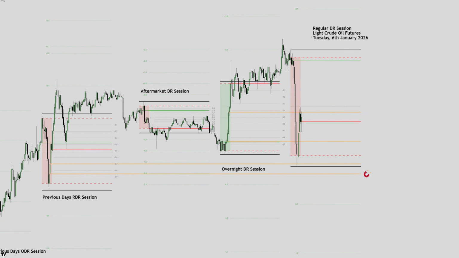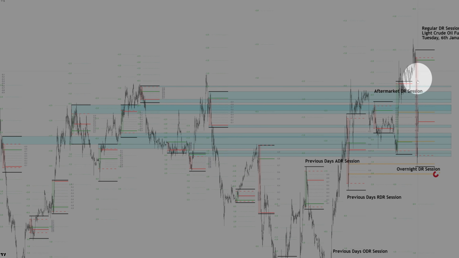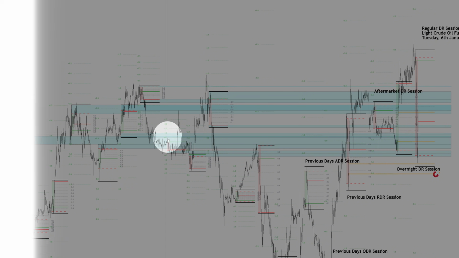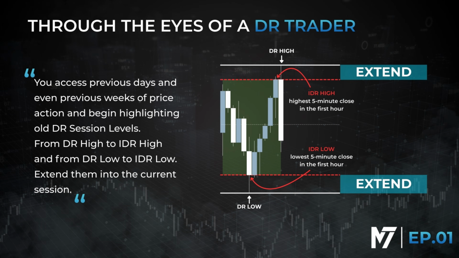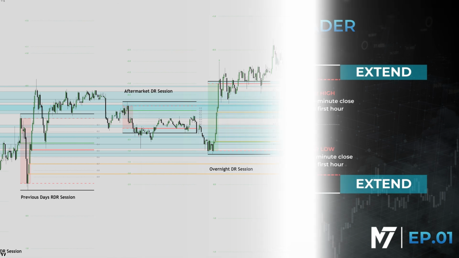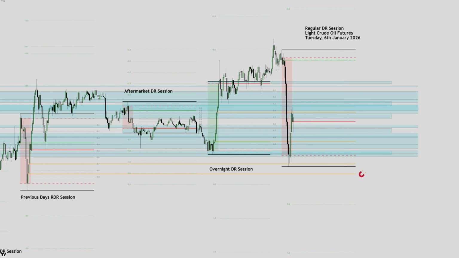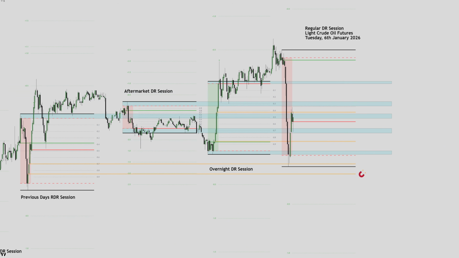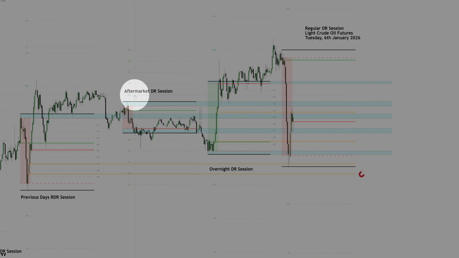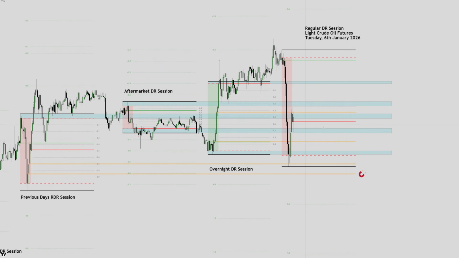Before any confirmation happens, what is one of the most important things you can do as a DR trader? You go to the left on your chart. You access previous days and even previous weeks of price action and begin highlighting all DR session levels, from DR high to IDR high and from DR low to IDR low, and extend them into the current session. At first glance, this can look like the wild, wild west, which is why it's important to have these levels easily accessible so you can toggle them on and off and reduce the chart to only the most relevant ones.